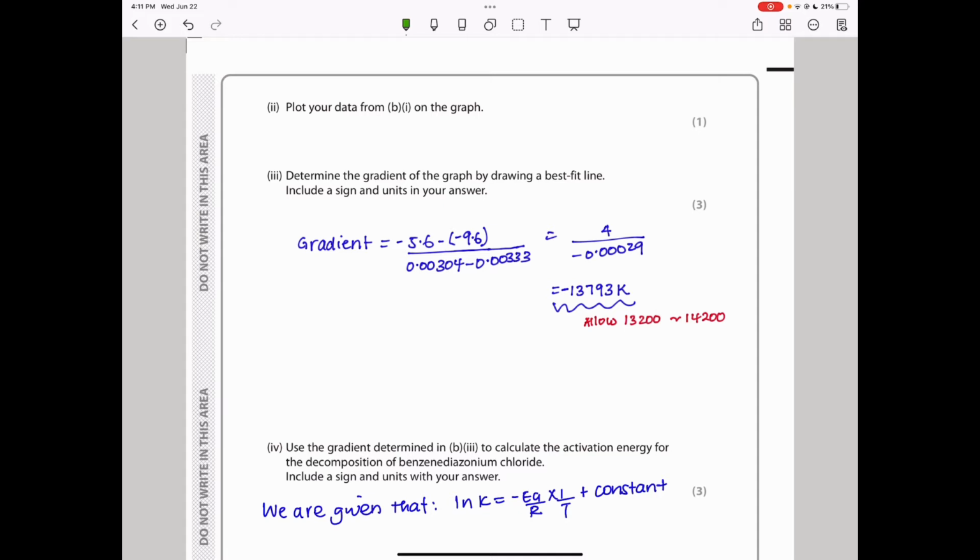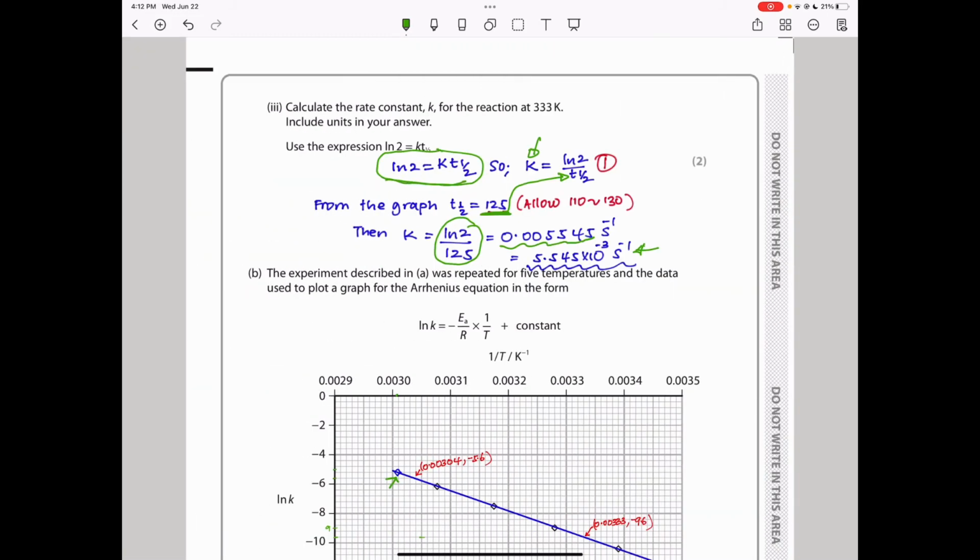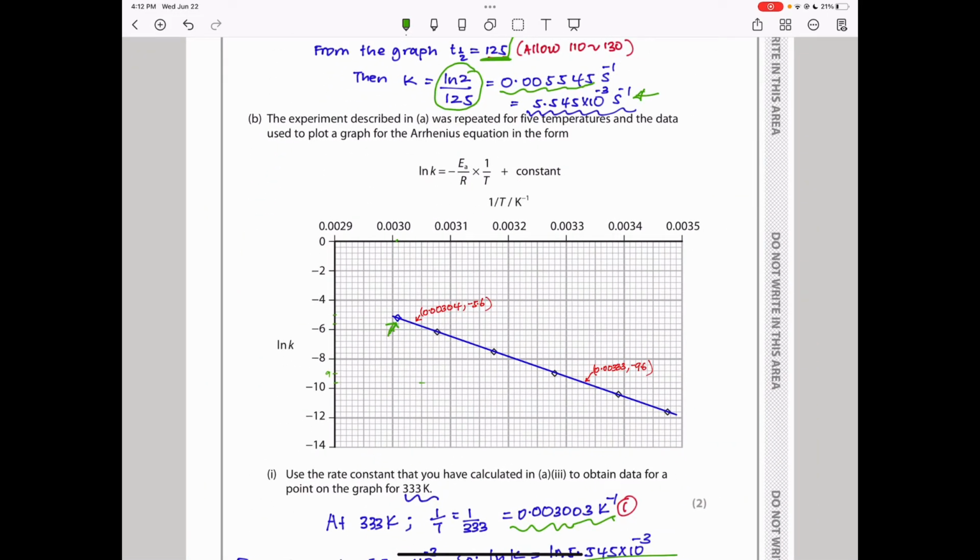And then the next part says determine the gradient of the graph by drawing a best fit line. Include a sign and units in your answer. Please let me take you back previously so that we can see. Remember, this is the point we have drawn, this point here. And then I drew a line of best fit through all the points.